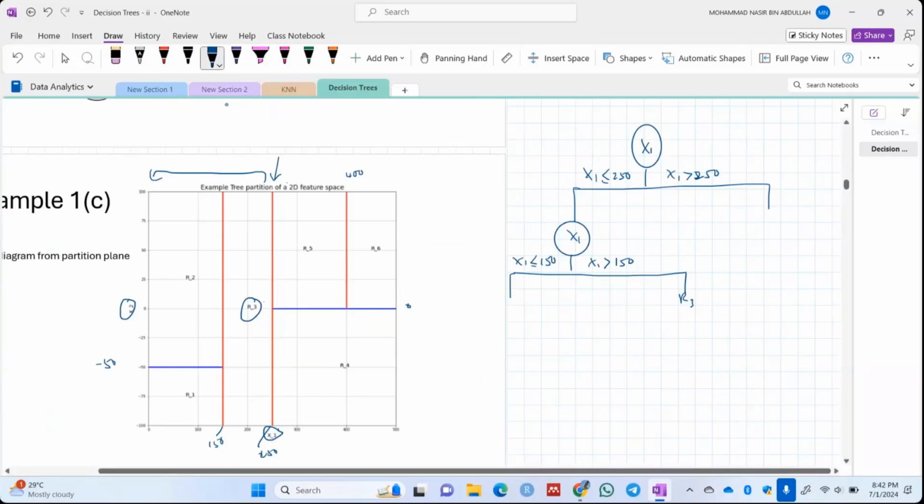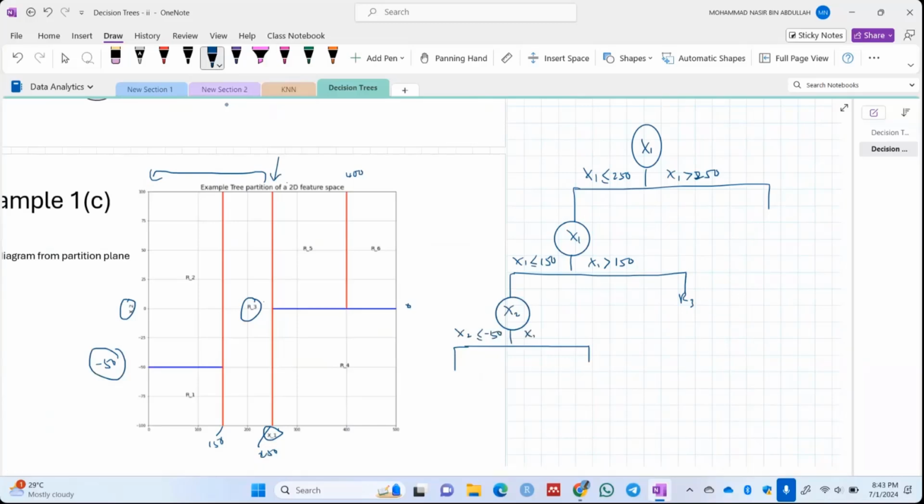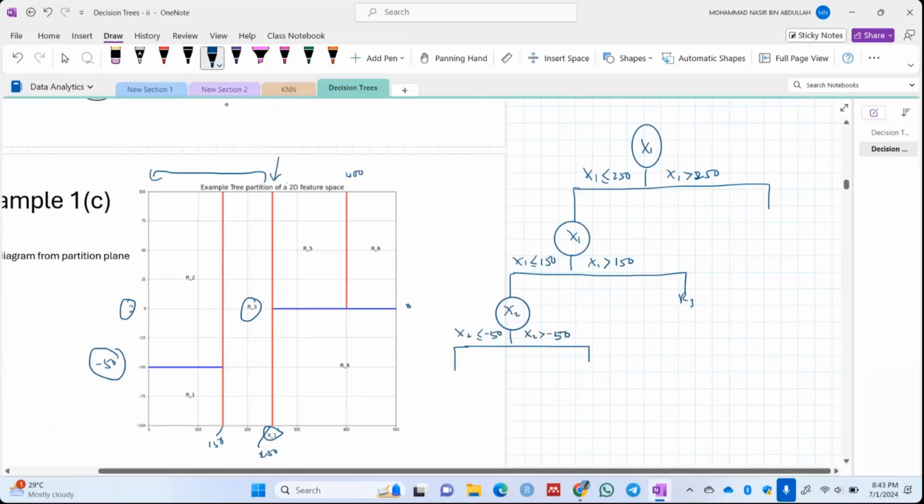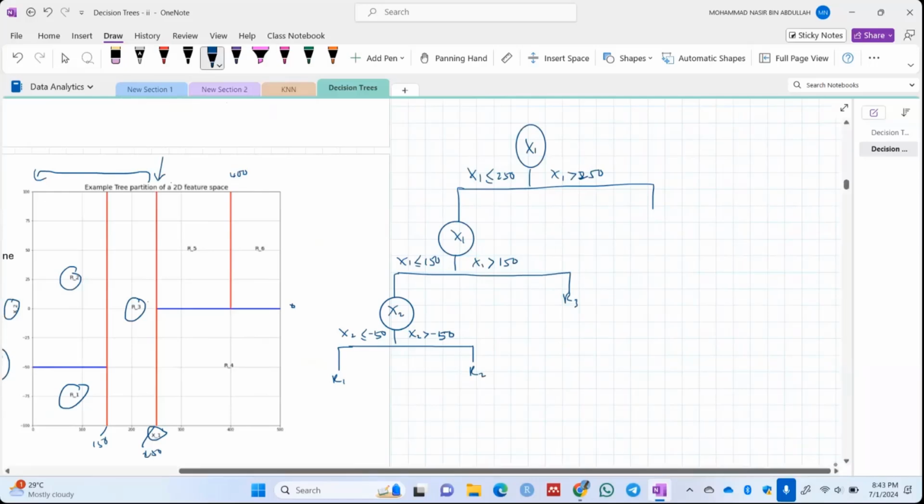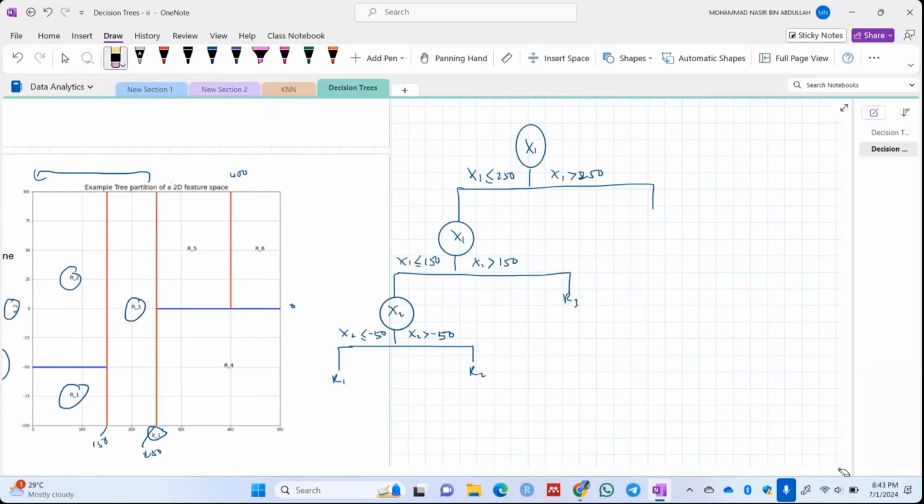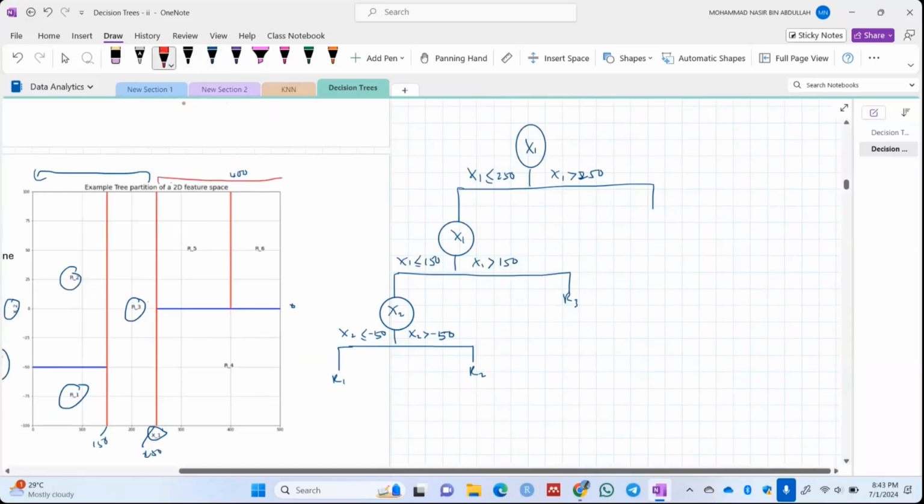When x1 is less than 150, we can separate the region based on x2 at negative 50. This is another separation at x2. What is the splitting criteria? x2 less than negative 50, x2 more than negative 50. Less than negative 50 is R1, more than negative 50 is R2. I think it's very simple, isn't it? So on the left hand side, clear. Now focus on the right hand side.